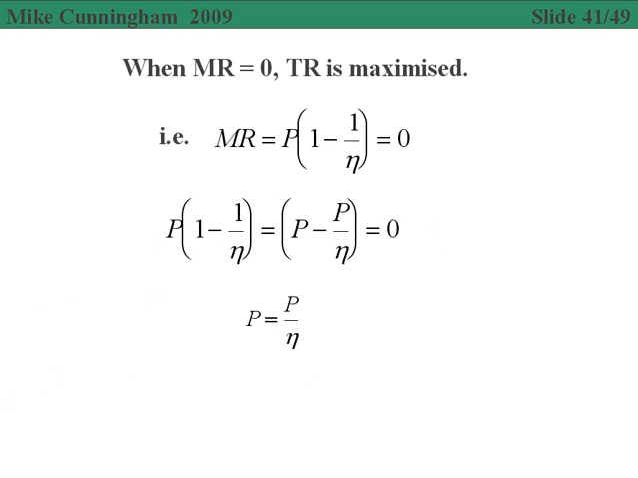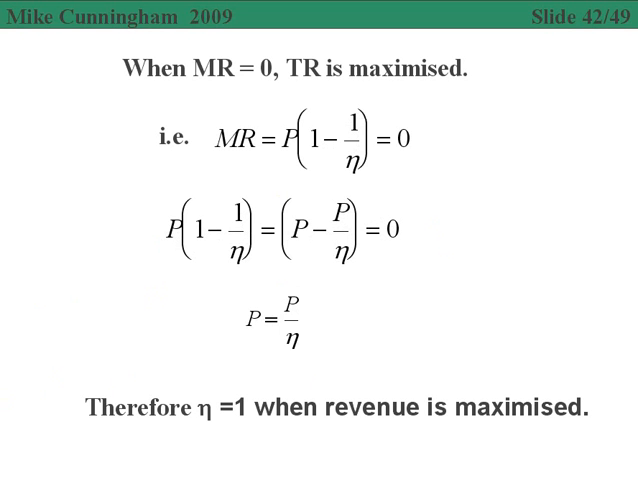So that's straightforward. Therefore, eta must equal 1 when revenue is maximized. So when elasticity is equal to 1, total revenue is at a maximum. That's an interesting conclusion. When we look at an elasticity figure, if it's 1, we know that total revenue is maximized. So we've got a benchmark.